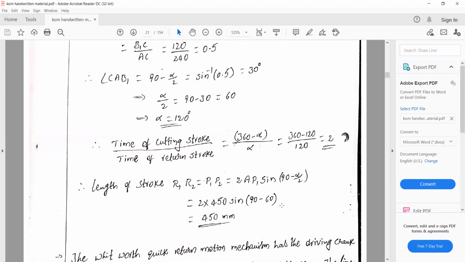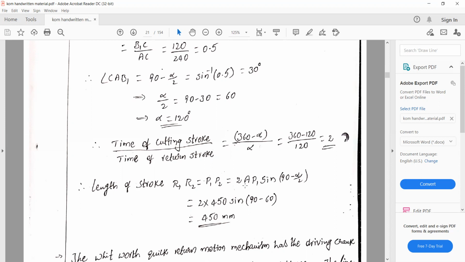So in that triangle, AP1 is required. P1P2 is also required. P1P2 is equivalent to 2 times AP1 sin(90 - alpha/2). Why? Because let us find only half of the section. So half of P1P2 is AP1 sin(90 - alpha/2).